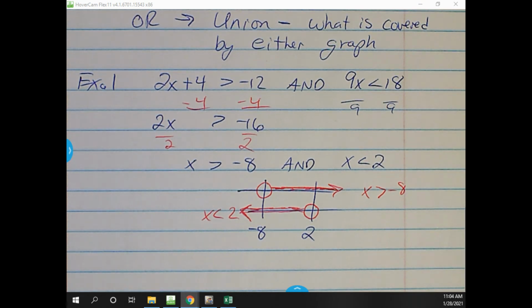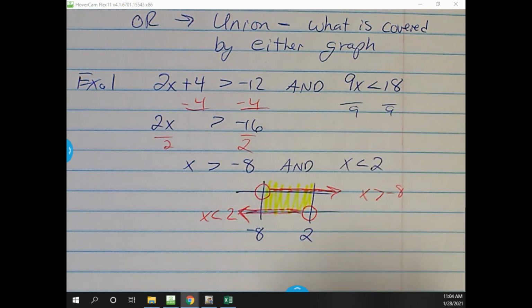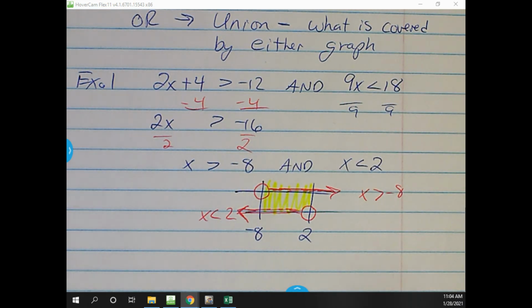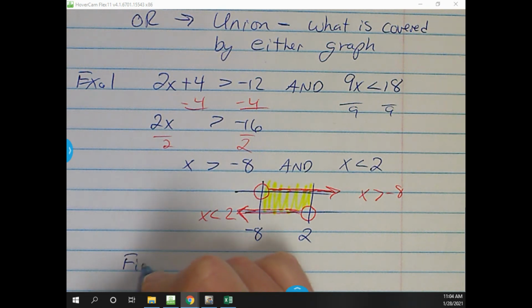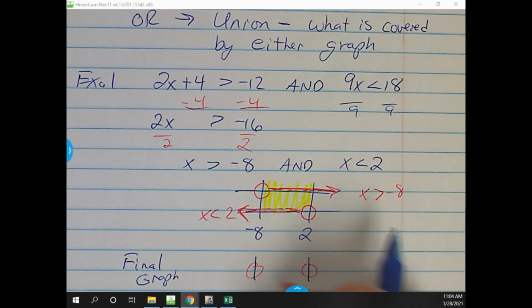Okay, so the part that they overlap, that they share in common, that's basically everything in the middle. That's all this stuff that's in here. So the final answer that you get for this thing on your graph is going to be that we're going to go from -8 to 2, and we're going to put an open circle at the -8, and we're going to put an open circle at 2, and we're going to shade in everything in between those two numbers.